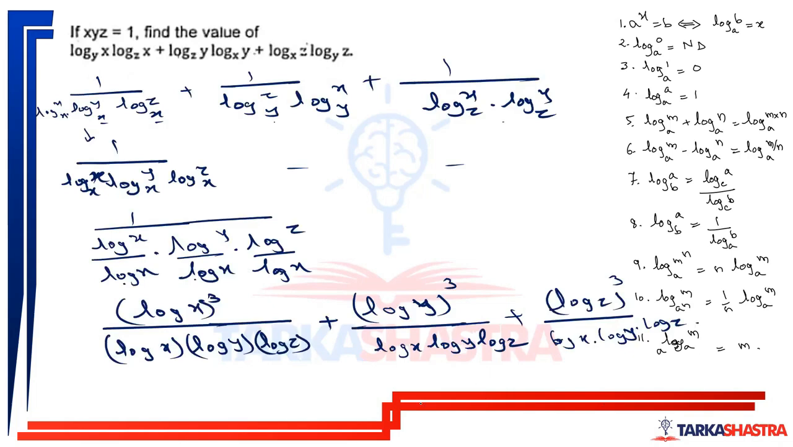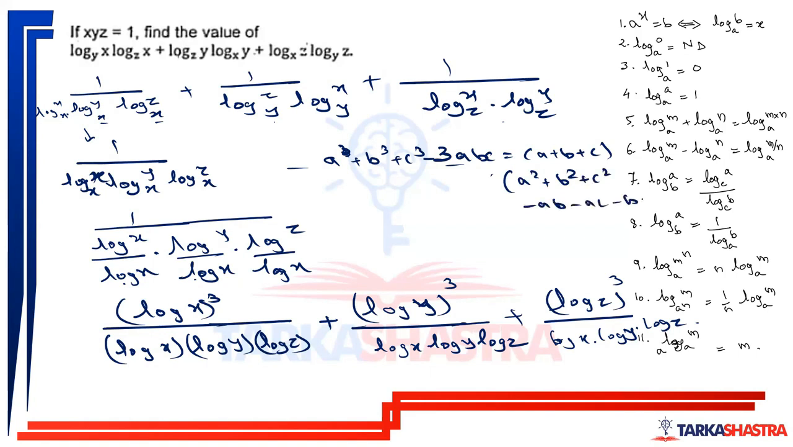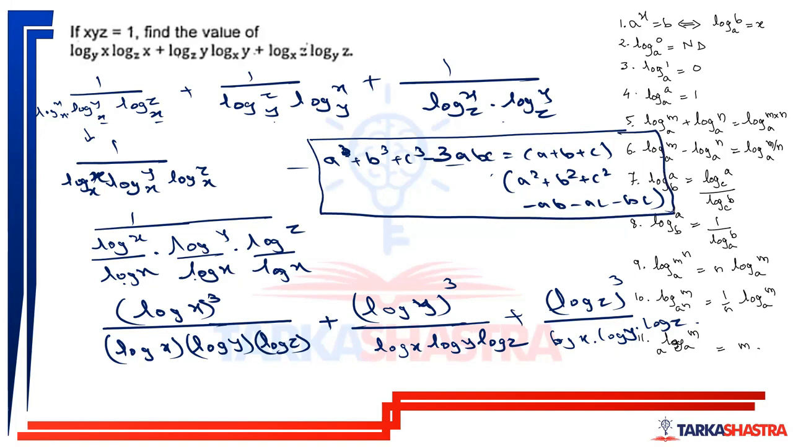There is one property which you need to remember. The property says a cube plus b cube plus c cube minus 3abc is equal to (a plus b plus c) in brackets (a square plus b square plus c square minus ab minus ac minus bc). Okay, so this is the property which we have to apply over here.